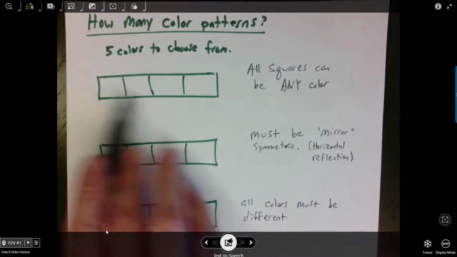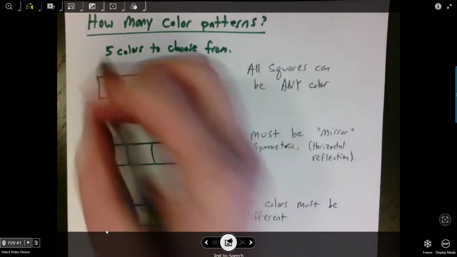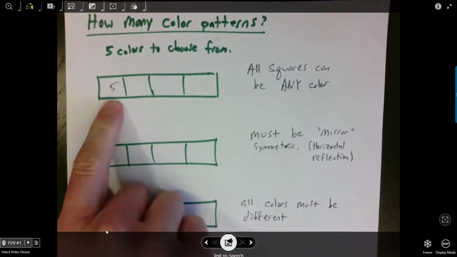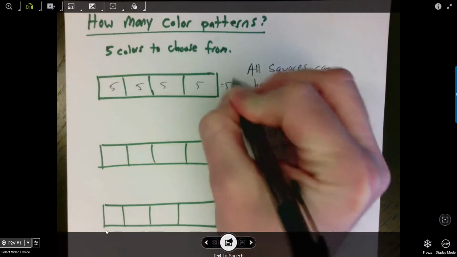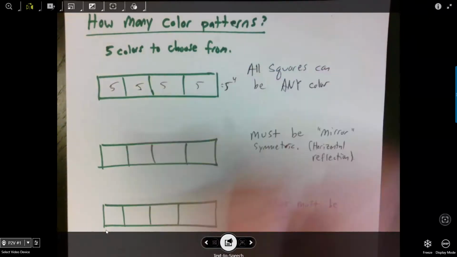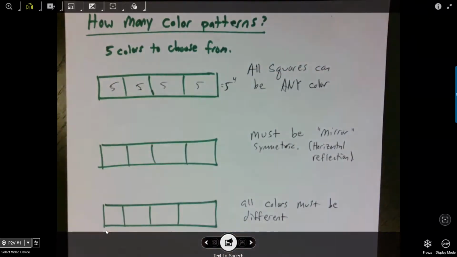For this one, where each square could be any color, there's 5 options for coloring the first square, and 5 for the next, and 5 for the next, and 5 for the next. So that's equal to 5 to the 4th power possible ways of coloring in these squares with colors.